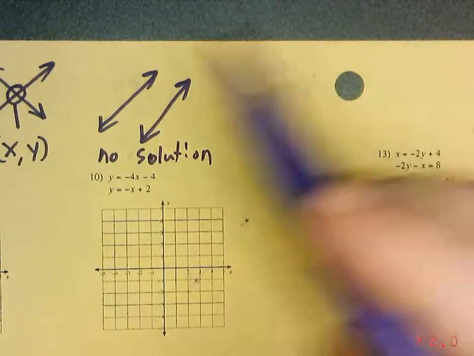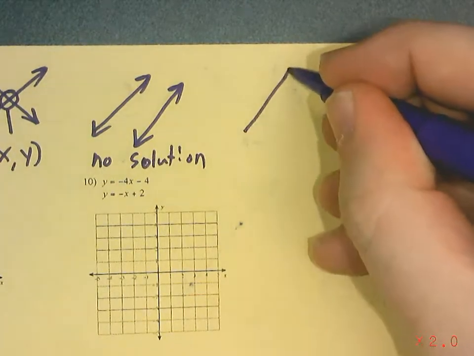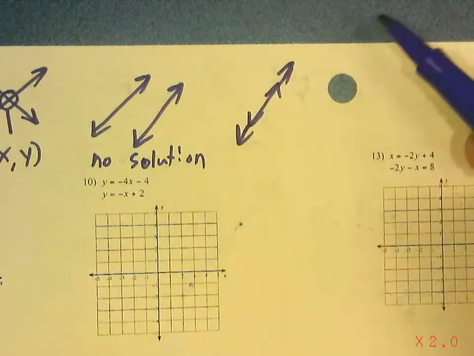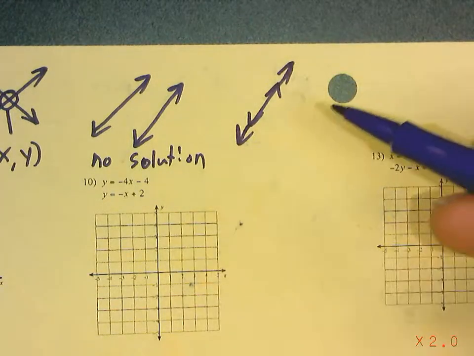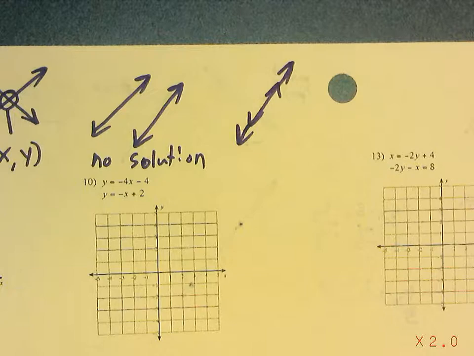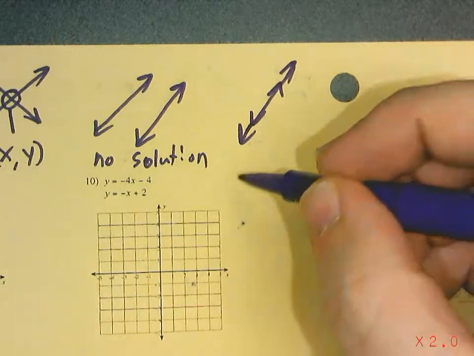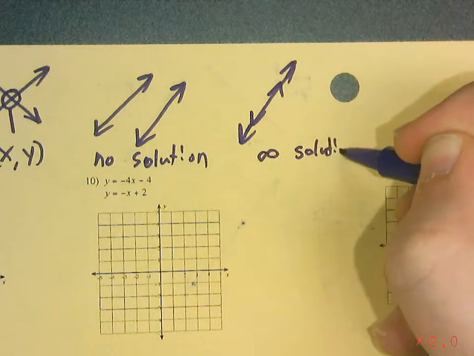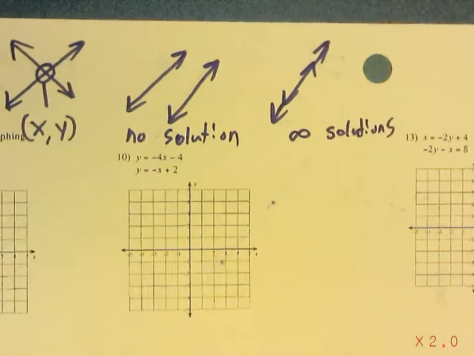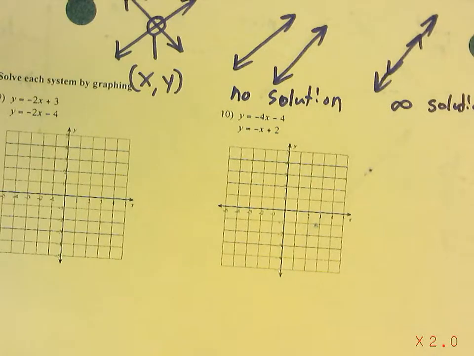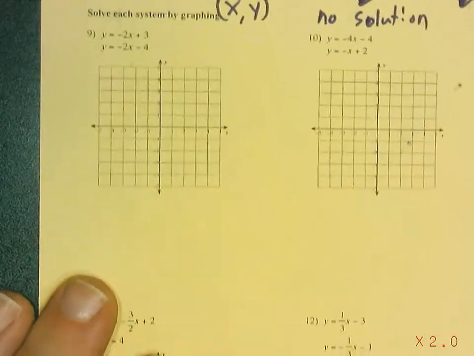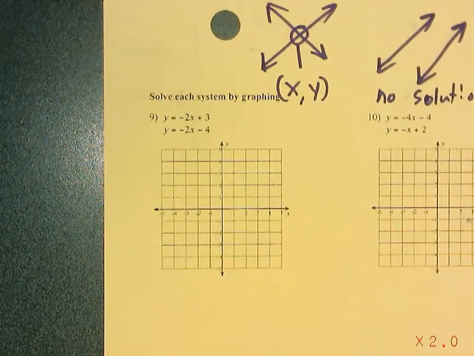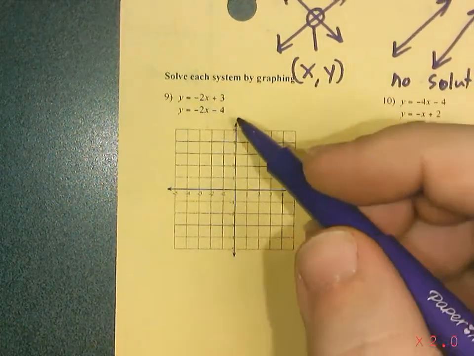Okay, and then the last type that you'll run into is going to be overlapping lines. So if we think about that, they're lines right on top of each other. They're basically going to share every point with each other. And if they go on forever, that means they would have an infinite number of solutions. Okay, so those are the 3 types. So let's look at this first example here.